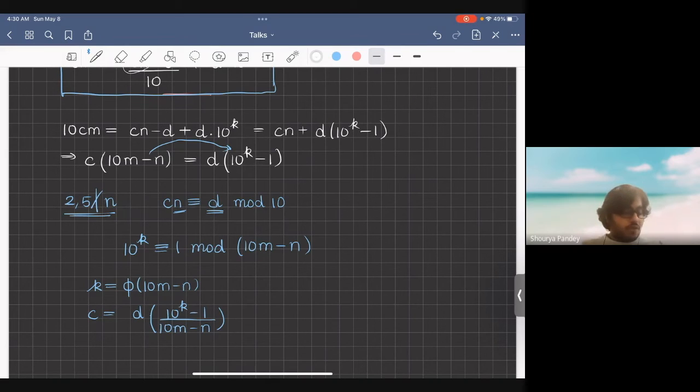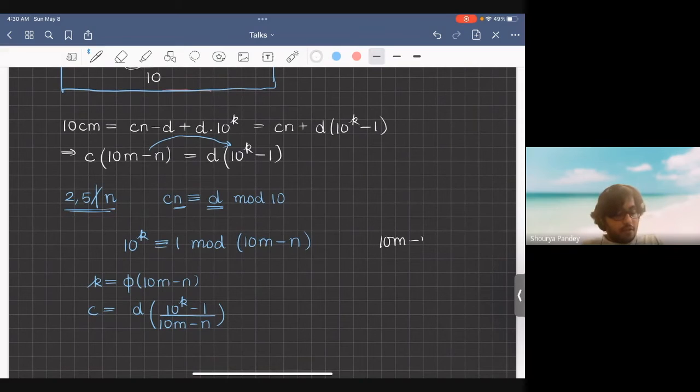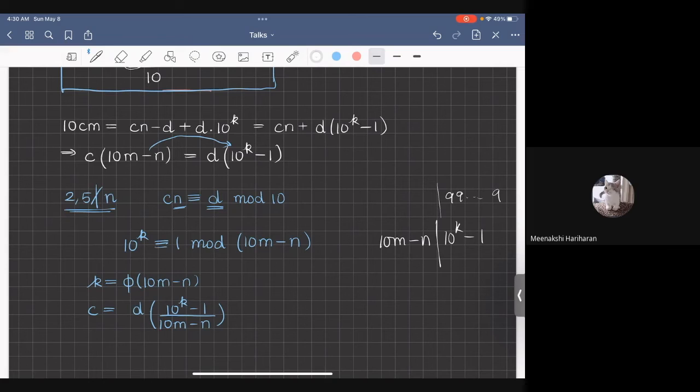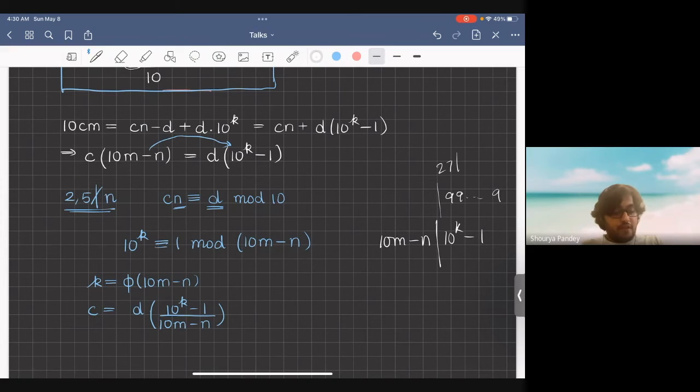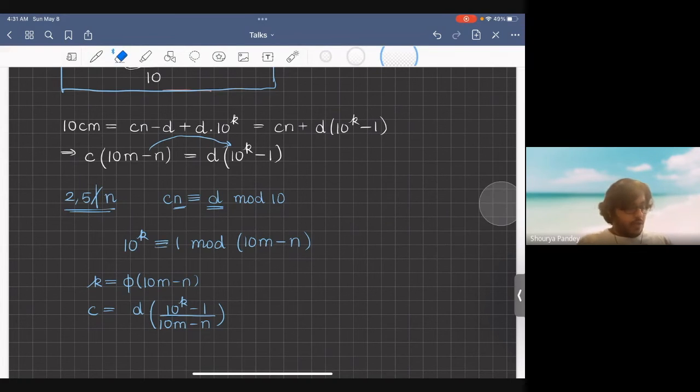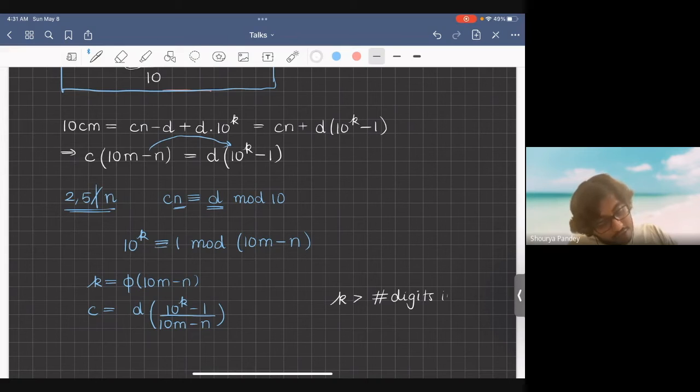Why is that so? Because 10m minus n is a factor of 10 to the k minus 1, right? But factors of numbers of the form 999 can have other digits in the end, right? Oh, right. For example, 27 divides 999. Okay, so we still need to guarantee... Anurag's idea is right. We still want to guarantee that k is more than the number of digits in Cn, right?